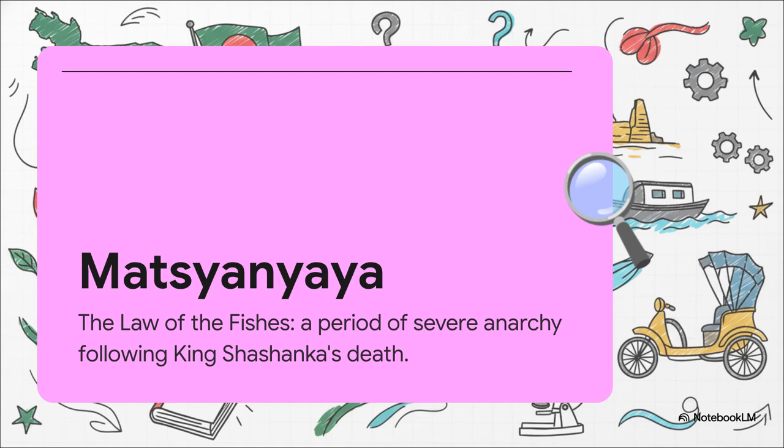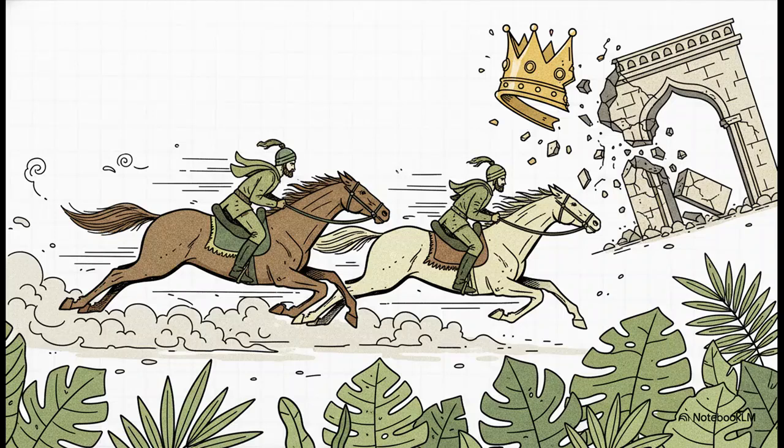Basically, just as big fish relentlessly swallow up smaller fish in a pond, powerful warlords were constantly consuming weaker ones. This absolute total anarchy only ended when Gopal stepped up and established the Pala dynasty. Let's fast forward again to one of the most cinematic, dramatic moments in history, the year 1204.